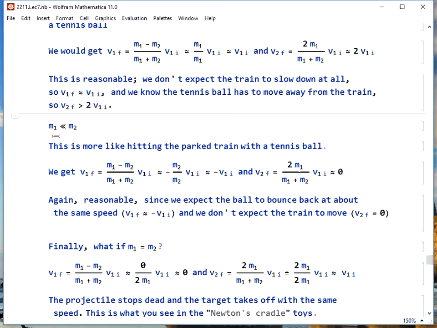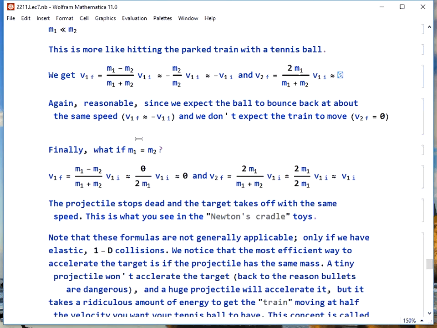or the case where M1 is much less than M2, that would be like you've got a parked train and you hit it with a tennis ball. We put in our numbers here, and notice because M1 is the thing that's about 0, we get V1F is negative V1I. So the tennis ball comes back at you just as hard as you threw it at the train. And of course the train's velocity is going to be 0.